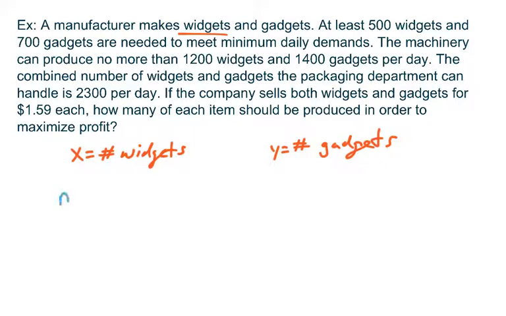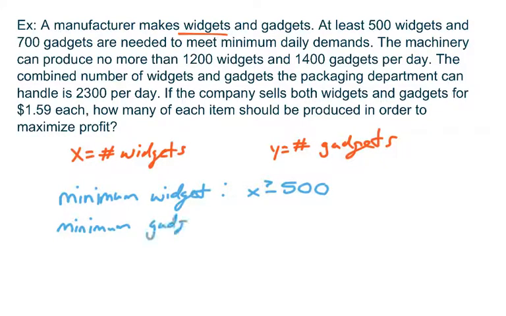So we can say the minimum widget is x is greater than or equal to 500. We need at least 500 to meet the minimum daily demands. It also says something about minimum gadgets. It's right there, 700. So we could say minimum gadget, and that would be y is greater than or equal to 700. We need to produce at least 700 to meet daily demands.